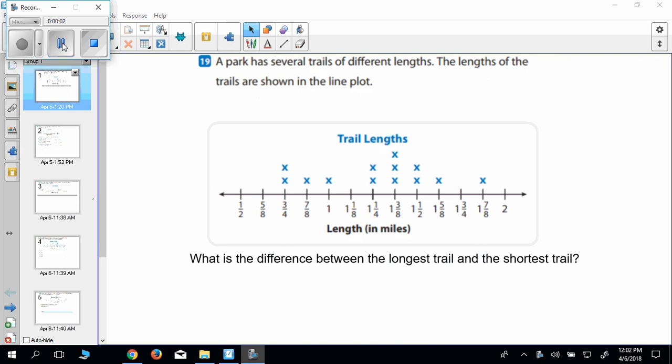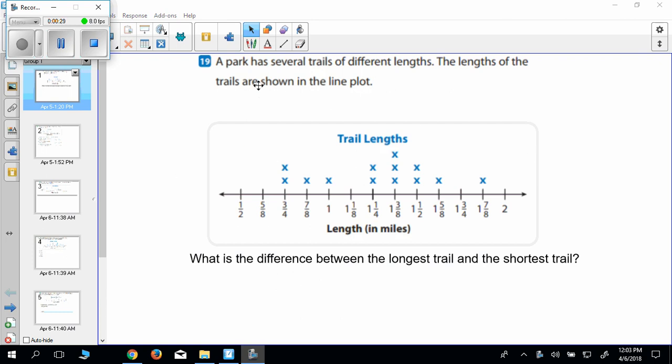Hey guys, so today we're going to talk about line plots. Now with line plots, all you're doing is getting information from the line plot. For this problem, I know you've seen it before, we've done it in class. It's talking about trail lengths. Okay, so all of these X's stand for one trail.